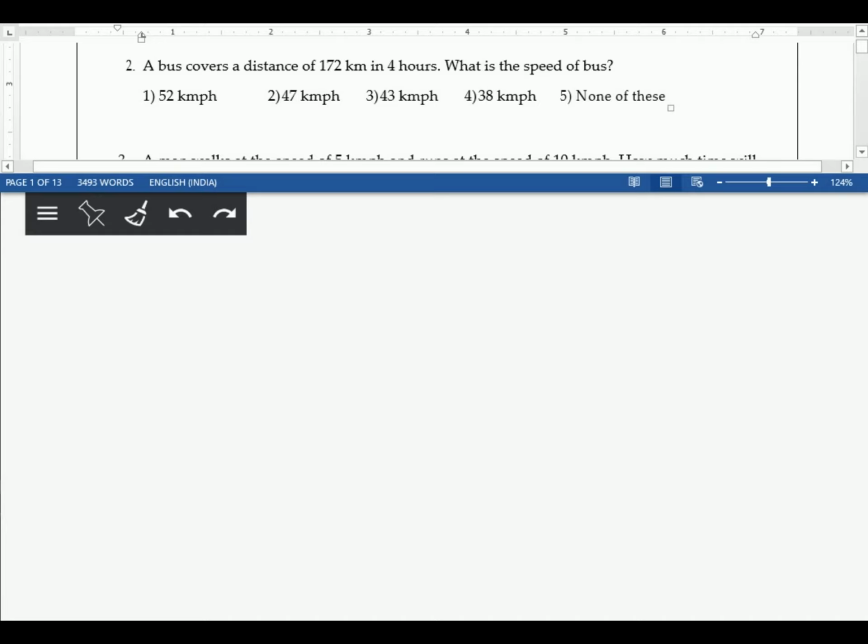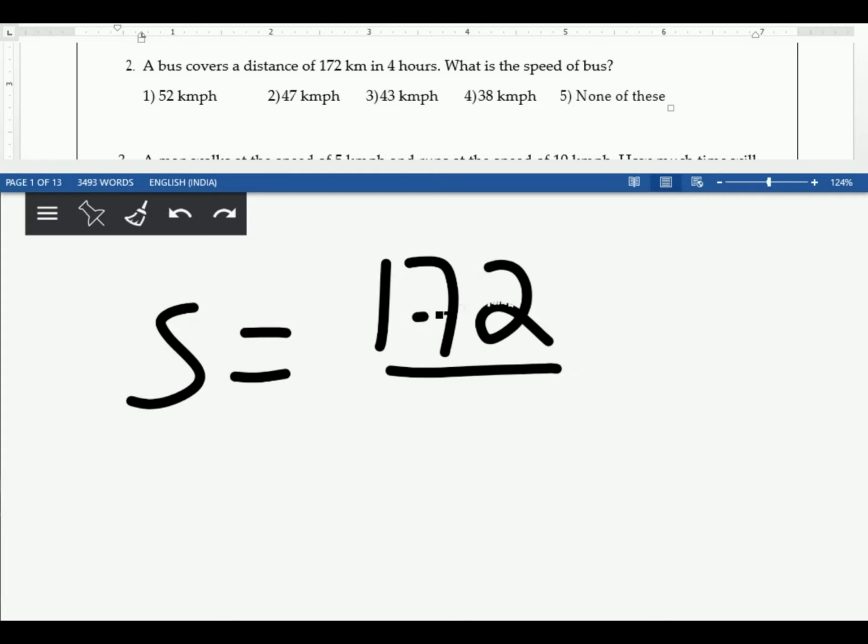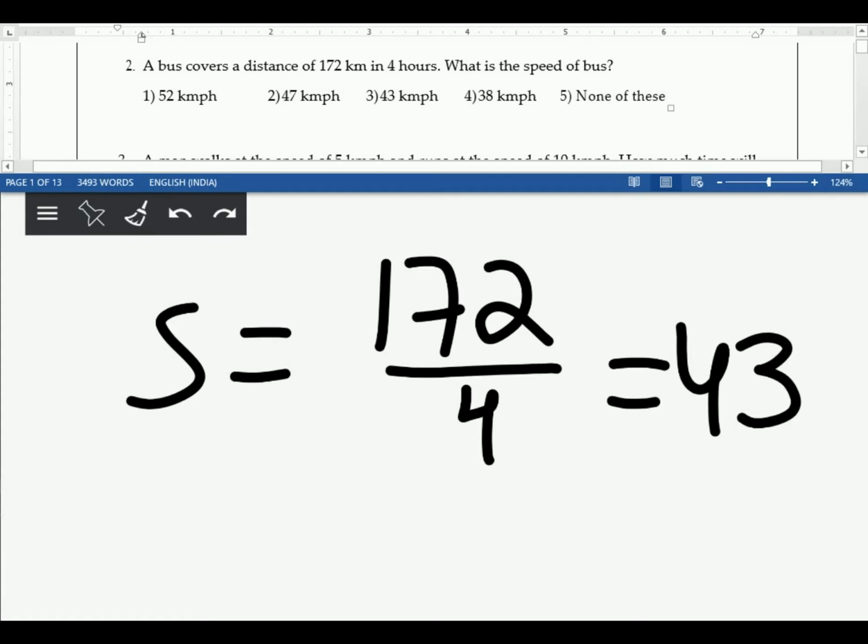Our next question, second question. A bus covers a distance of 172 kilometers in 4 hours. What is the speed of the bus? Speed is equal to distance by time. Distance is 172 kilometers and the time is 4 hours. That is 4 times 3 times 43 kilometers per hour. Third option.